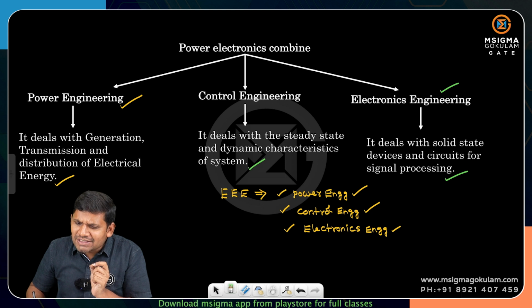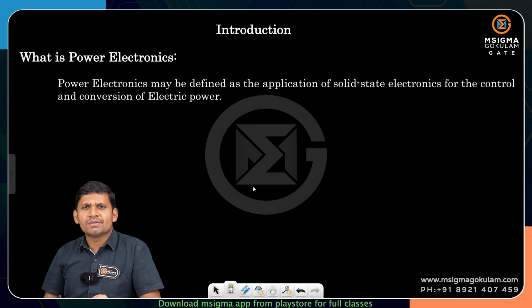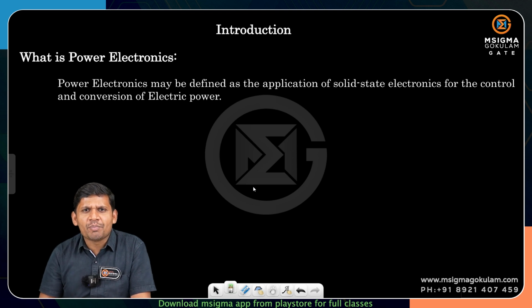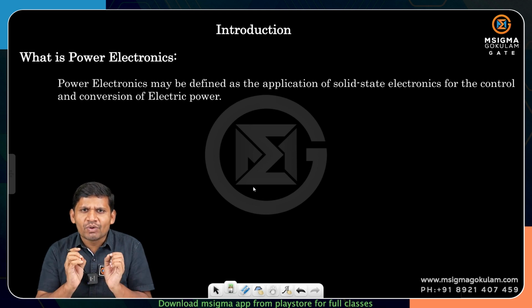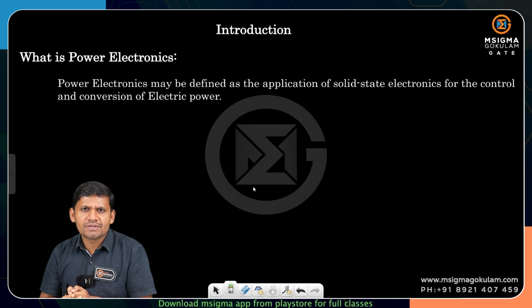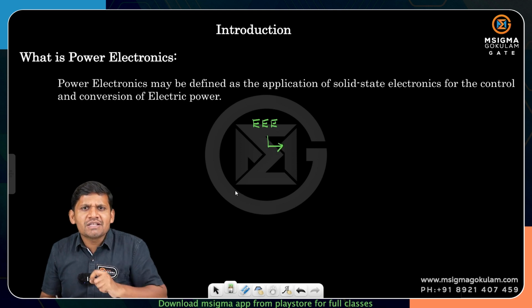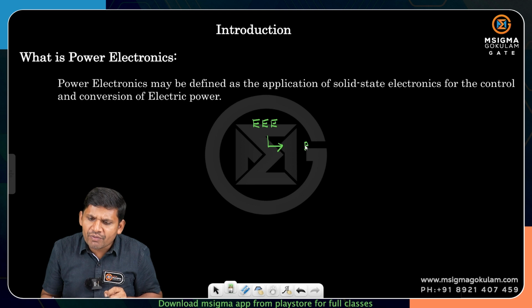Now I have to give one simple definition for power electronics. But it is not the exact definition. After some time I will give the exact definition of power electronics, but here I am giving one simple definition. Students, just now I told that electrical and electronics engineering, EEE, is divided into three parts of specializations. One is power engineering.